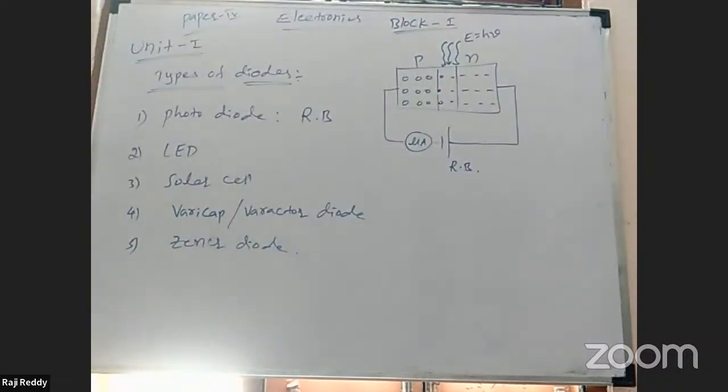If light is allowed to fall on such a reverse biased PN junction diode, additional electron hole pairs are generated in the depletion layer due to the incident radiation. It produces a very large change in minority charge carrier concentration and hence increases the reverse current through the diode.